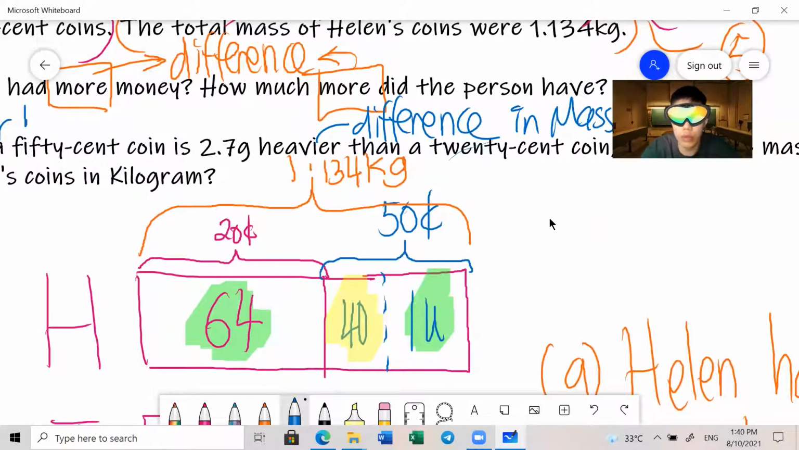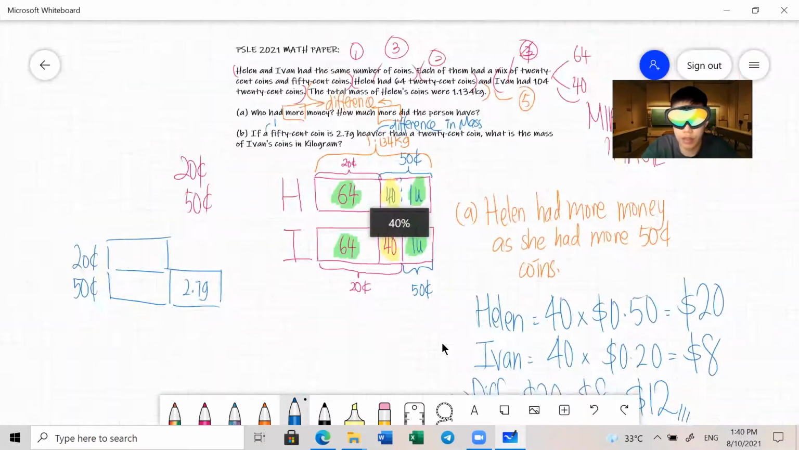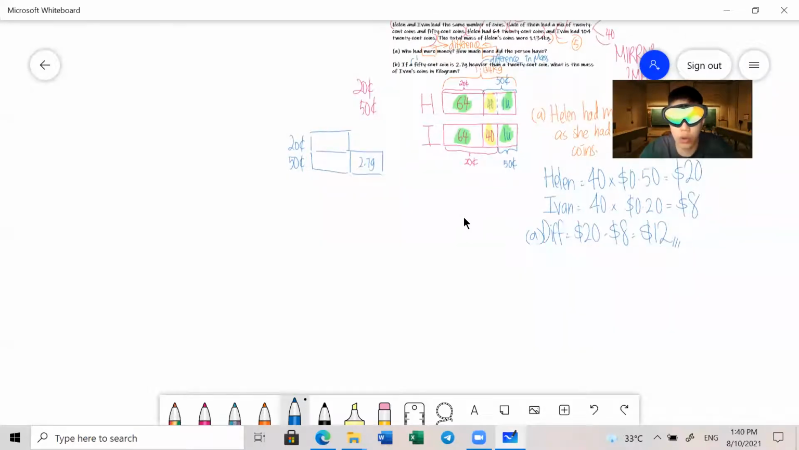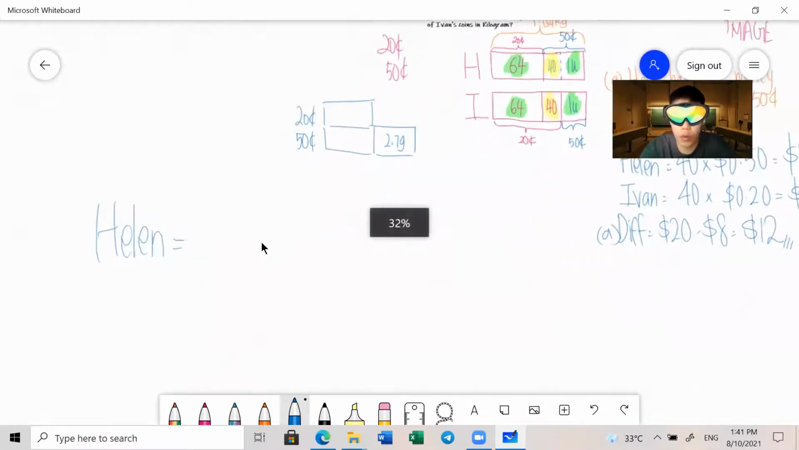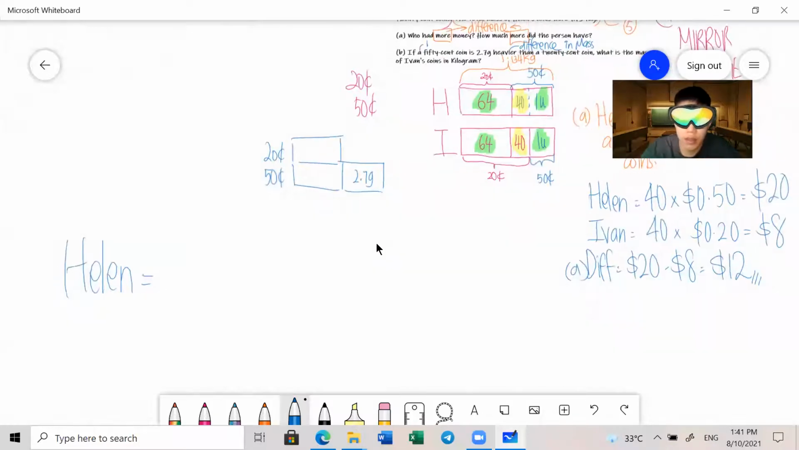So we want to write down whatever we know in regards to the mass of Helen's coins and Ivan's coins. Let's talk about Helen first. For Helen, we know the total mass. How do I know that? Look at the question, sentence number 5. 64 coins plus 40 coins plus 1 unit is equal to 1.134 kg. This is for Helen.